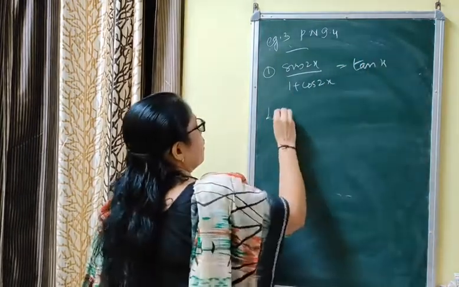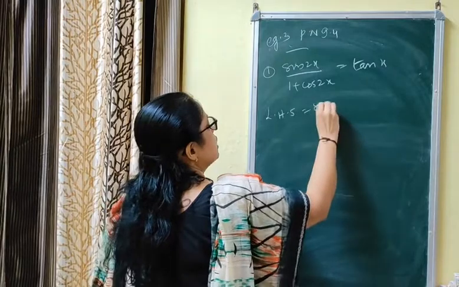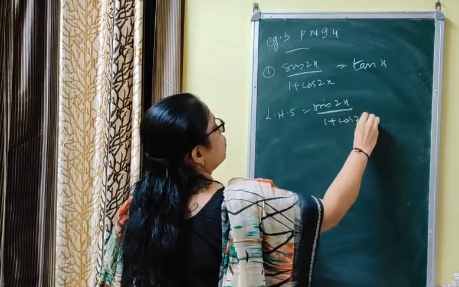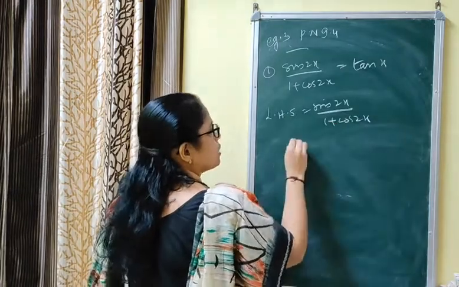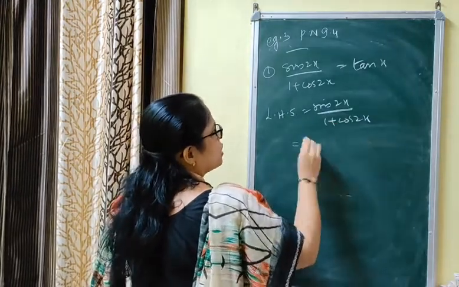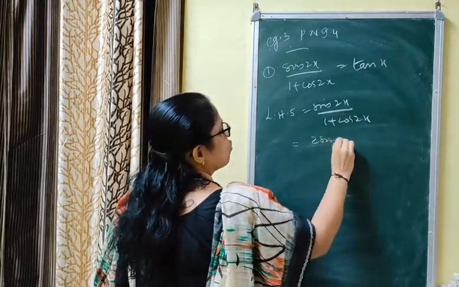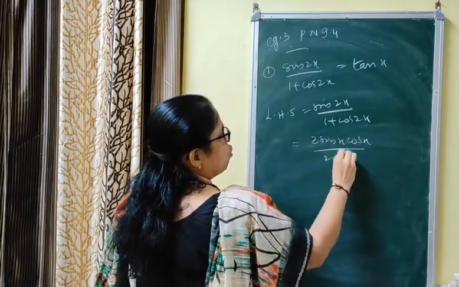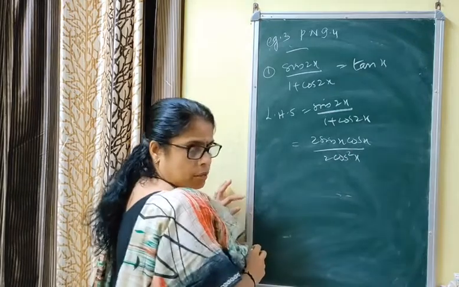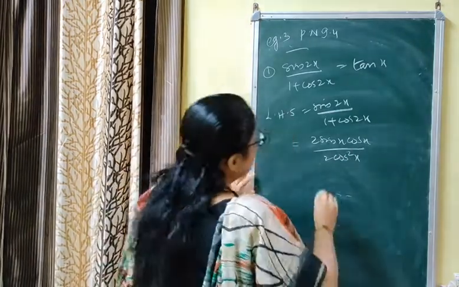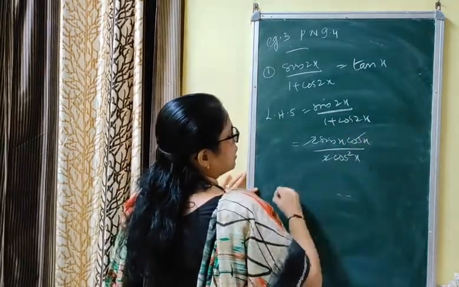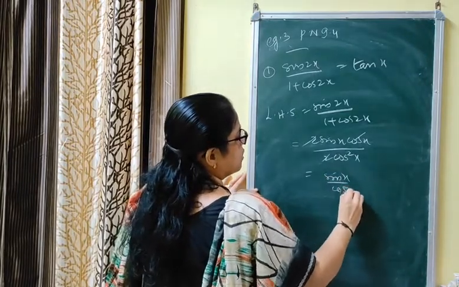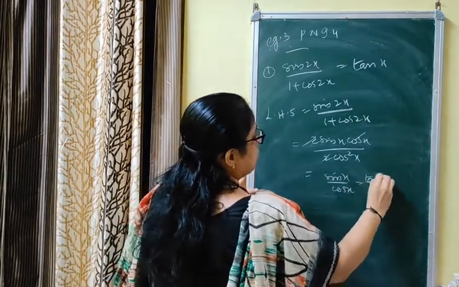Let us start from the left hand side. Left hand side is sin 2x upon 1 plus cos 2x. You know the formulas of sin 2x as well as cos 2x. Sin 2x is 2 sin x cos x, and 1 plus cos 2x is 2 cos square x. Now 2 is getting cancelled, cos x is getting cancelled. Remaining is sin x by cos x, that is equal to tan x. This is the first part.